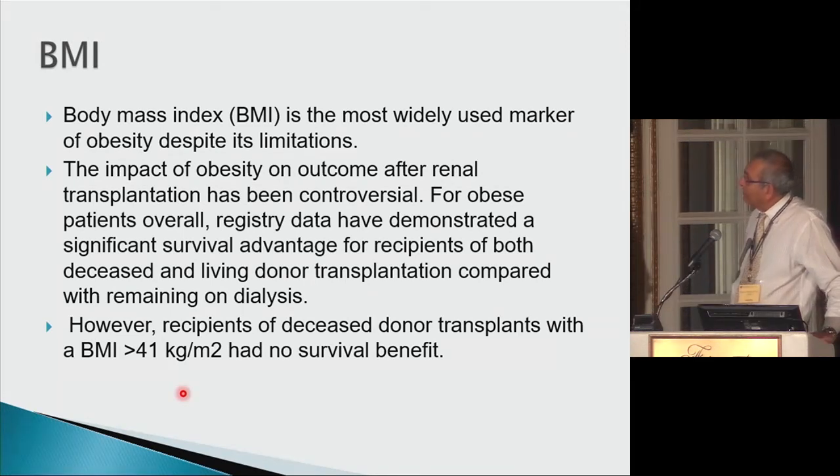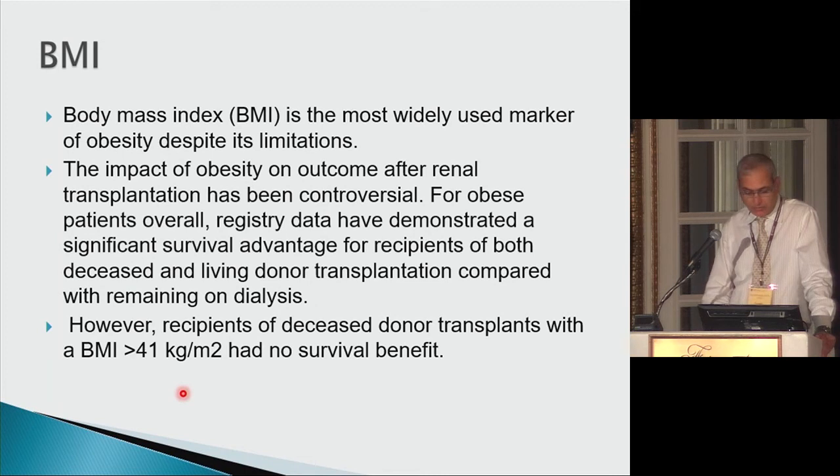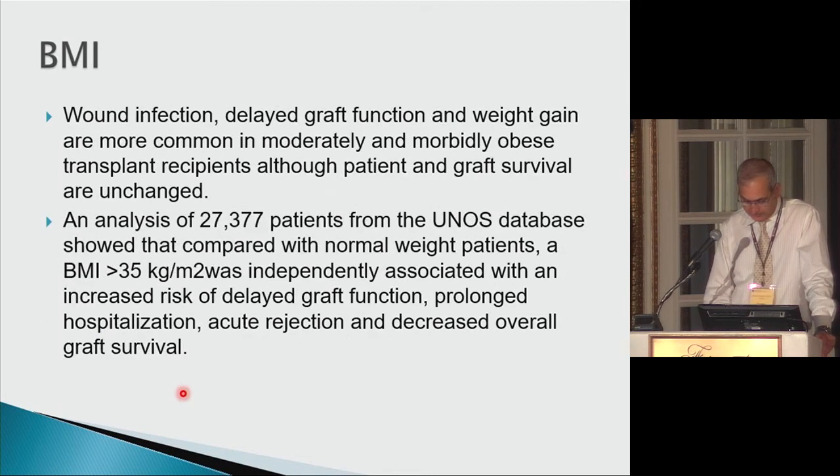So body mass index is the most widely used marker of obesity despite its limitations. And the impact of obesity on outcomes after renal transplant has been controversial. For obese patients overall, registry data has demonstrated a significant survival advantage for recipients of both deceased and living donor transplants compared with remaining on dialysis. However, recipients of deceased donor transplant with BMI greater than 41 had no survival benefit. Wound infection, delayed graft function, and weight gain are more common in moderately and morbidly obese transplant recipients, although patient and graft survival are unchanged.